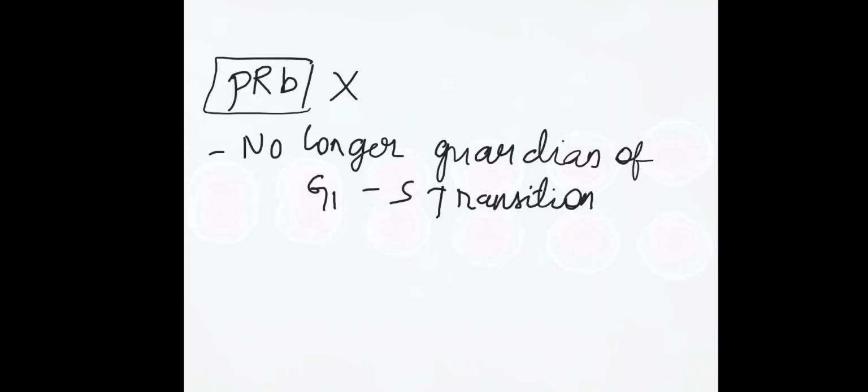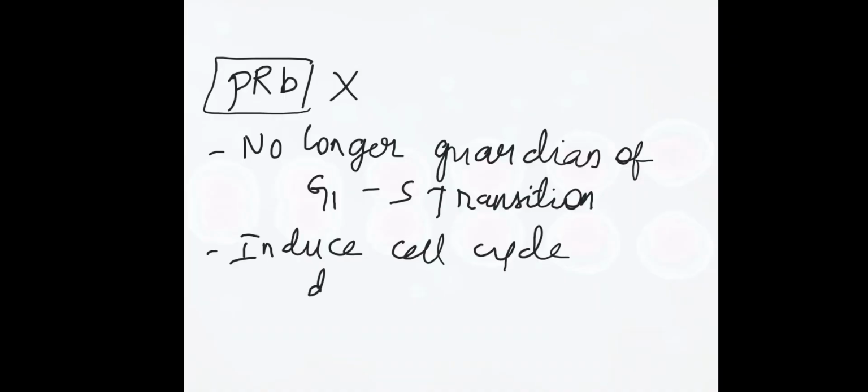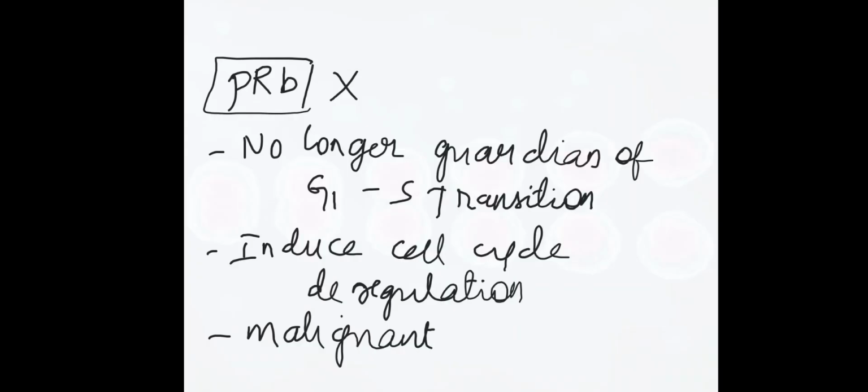Imagine there is a defect in DNA, a defect in the early stage of the cell at the G1 phase. That defect will continue till the end. So loss of pRB protein function induces cell cycle deregulation, and that may lead to a malignant phenotype.